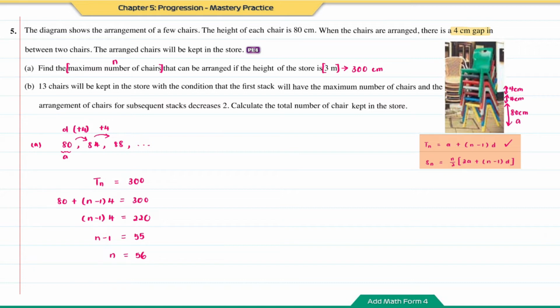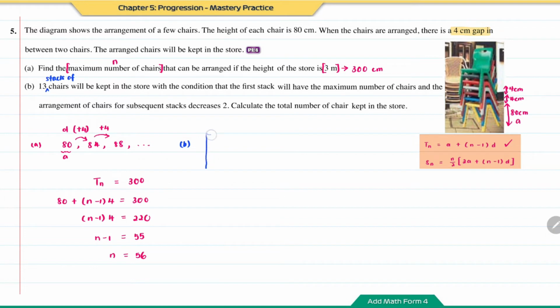Now for question B, I do believe there are some missing words here. So this should be 13 stacks of chairs will be kept in the store with the conditions that the first stack will have the maximum number of chairs and the number of chairs for the subsequent stacks decreases by 2. So calculate the total number of chairs kept in the store. So for question B, we're going to have 13 stacks of chairs.